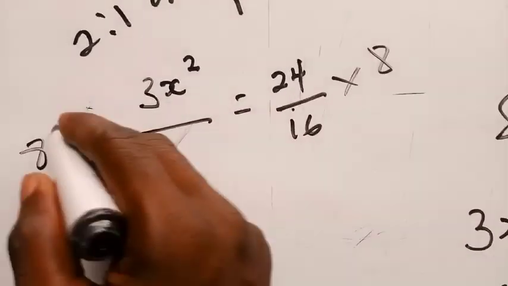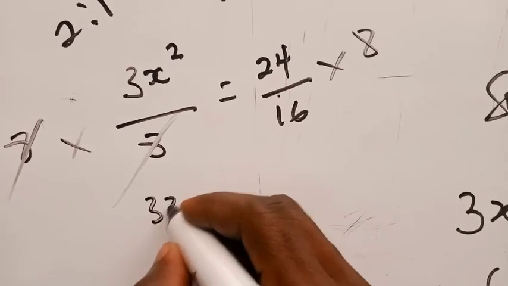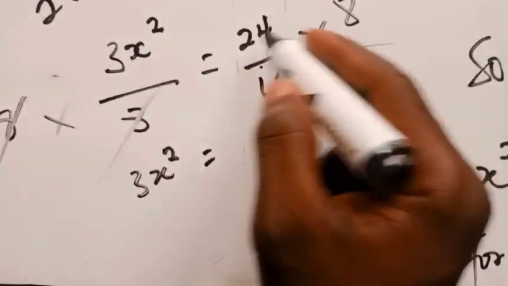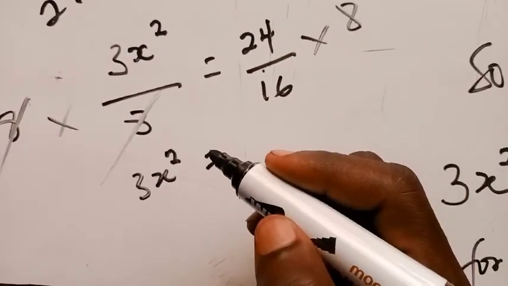So you know that this guy and this guy goes away, so we have the x squared, that is going to be everything here. So how do you solve this?